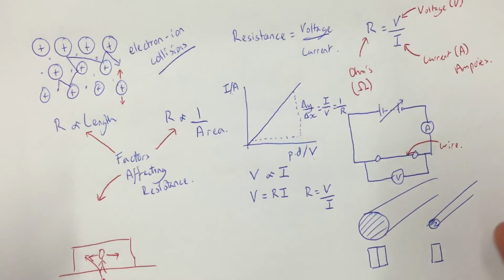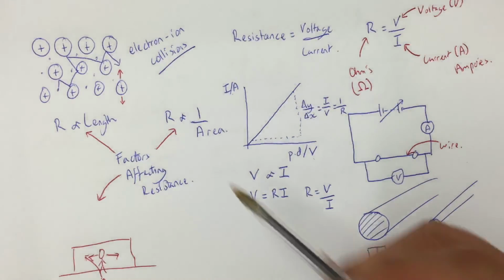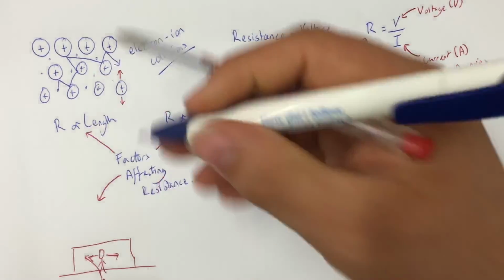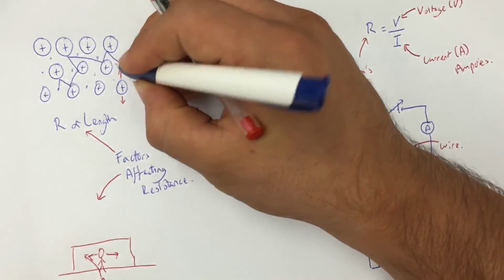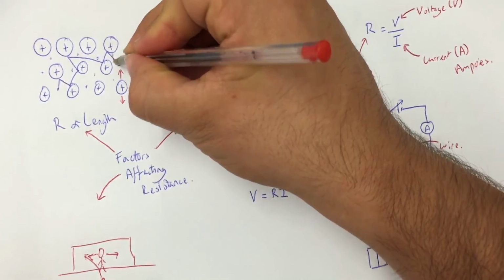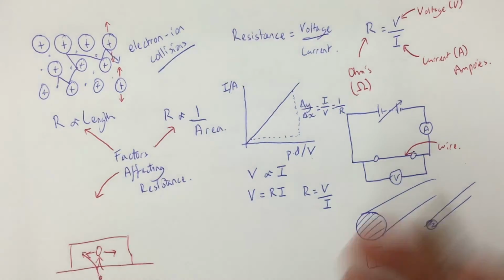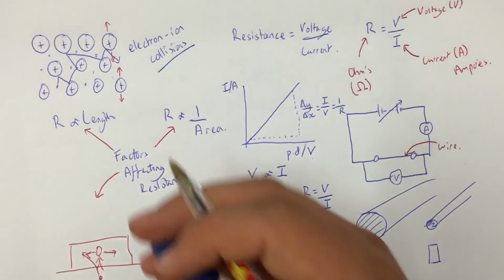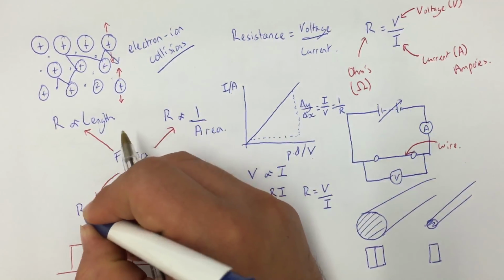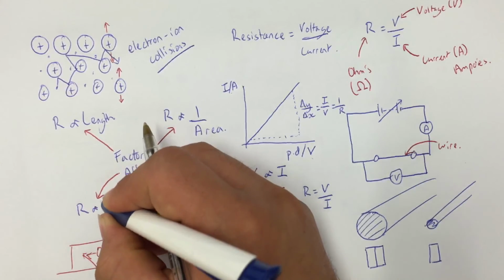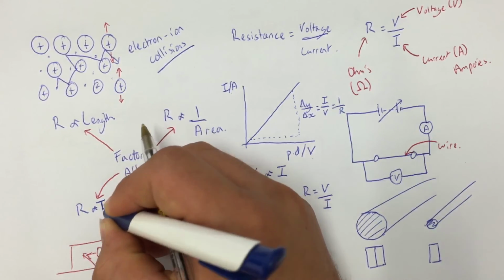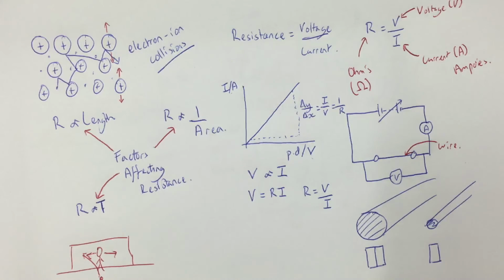It's the same thing with positive metal ions in a metal lattice. The more that they are vibrating, the greater the chance that the electrons are going to collide with the ions because they're moving around more, they're vibrating more. So temperature is also directly proportional to resistance. So the bigger the temperature, the bigger the kinetic energy, the bigger the vibrations, and therefore the bigger the resistance.